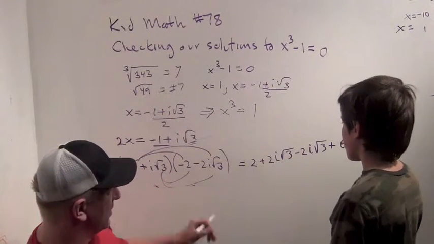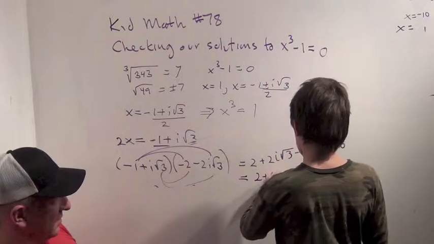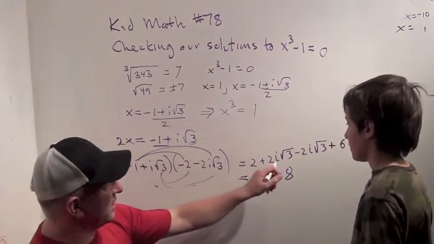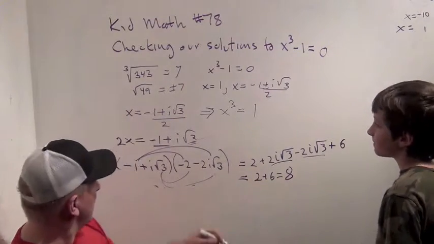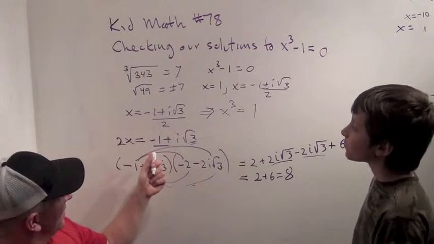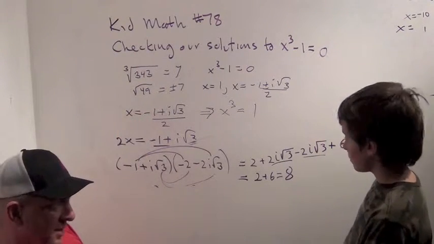So what does this simplify to? 2 plus 6, which is 8. Miraculously, the i parts cancel out and we're left with 2 plus 6, which is 8, exactly what we were hoping for. Which means this cubed does in fact equal 1.